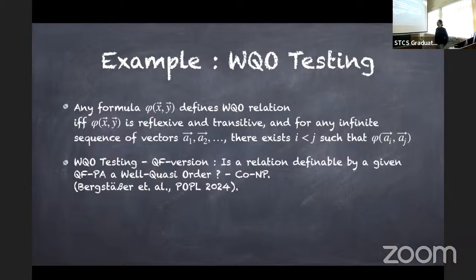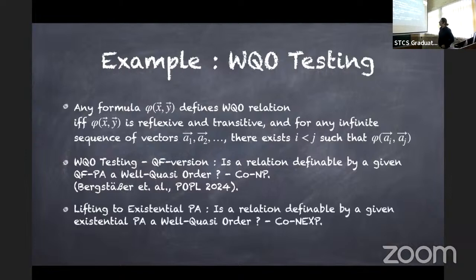It was already known that WQO testing for the quantifier free fragment was coNP-complete. Using our result, we show that for existential PA it's coNEXP. In fact, in our paper we also show that it's coNEXP-complete, so we also give a lower bound result. So this exponential thing, you were saying that when removing the existential quantifiers, the quantifier free formula that you get is exponential size. Right? That is why I get it.